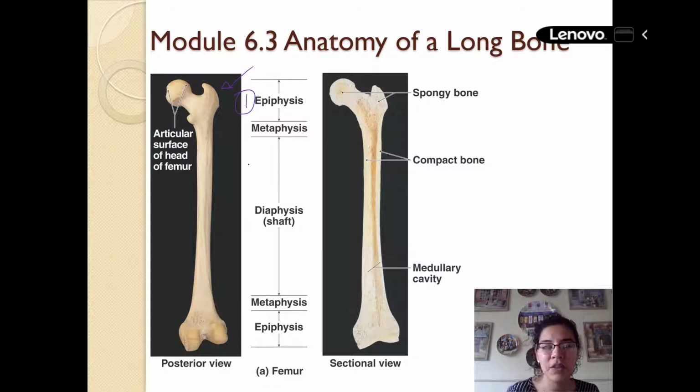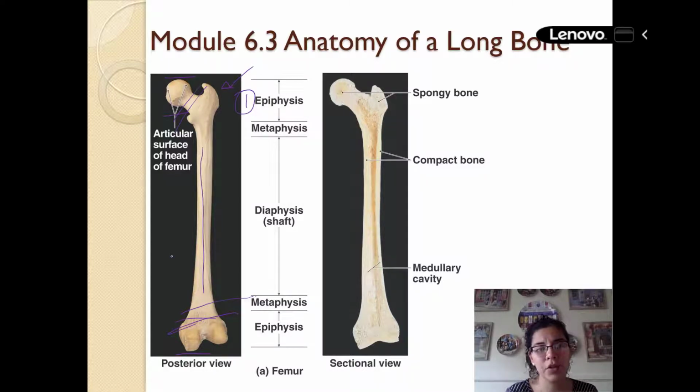The epiphysis, which are the ends of the long bone, here and here. Then we have the diaphysis, also known as the shaft of the long bone. In between the epiphysis and the diaphysis, we have the metaphysis, a narrow zone between the two. That's the anatomy of the long bone.